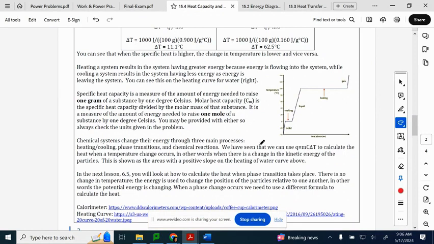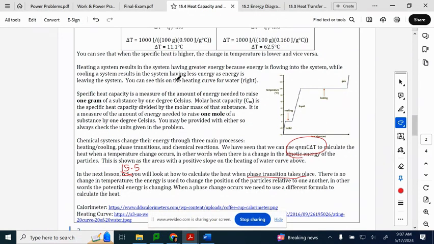Chemical systems then are going to change their energy through 3 processes. You can have heating and cooling, phase changes, and then chemical reactions. We can use this equation to calculate the heat when the temperature changes occur, and there is a change in that kinetic energy. And this is 6.5. We have 15.5 in here, which you're going to start on Tuesday. We are going to talk about heat changes when we go through phase changes.